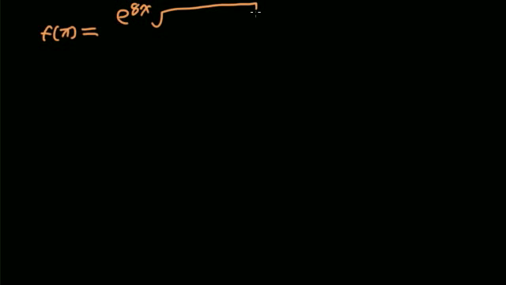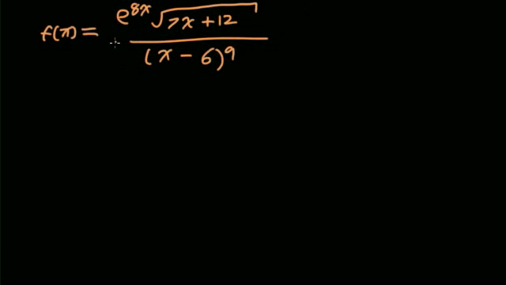So in this video, we're going to take a look at the function f of x is equal to e raised to the 8 times the square root of 7x plus 12, all of that divided by x minus 6 raised to the 9th power. So this is the function we're going to work with, and all we're going to do is try to find the derivative of this function. So that's the problem.